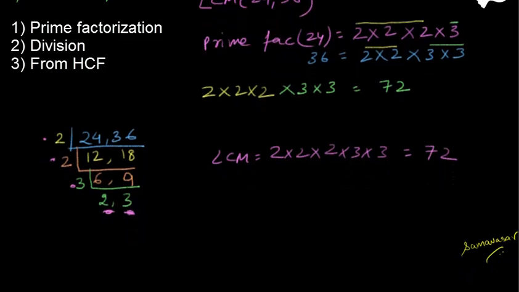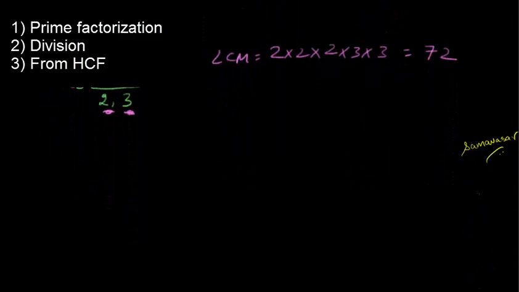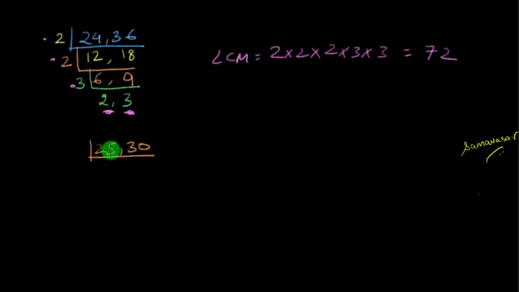Now let me make a clarification in this method. Let me take another example. Let me say that I was finding out the LCM of 25 and 30. Now, in this case, what I will do is, again, I look at a number which can divide both these, the smallest prime number. Without much difficulty, I can find 5 is a number. So, 25 divided by 5 is 5. 30 divided by 5 is 6.